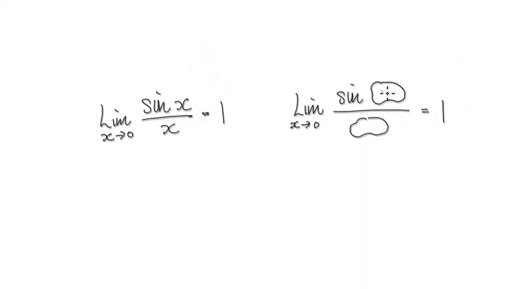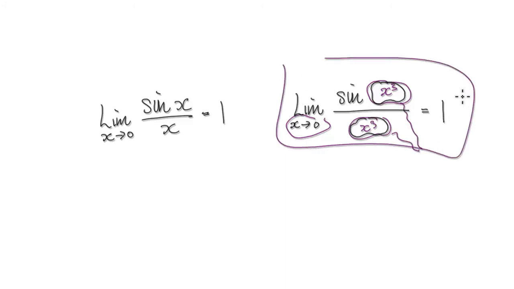Even if you have x to the power 3, x to the power 3, as x tends to 0, you can see that this bubble and this bubble head towards 0, and they're heading towards 0 at the same rate. So you can conclude that it equals 1.